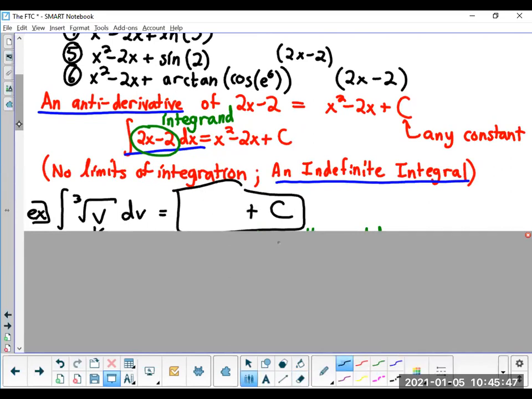We're going to look at this function. Find an antiderivative, or this is an indefinite integral of the cubed root of v dv. So we have a function. The function's variable is v. We have the cubed root of v. And we want to come up with the function whose derivative is the cubed root of v. That's what we're trying to do. So we're going to be working on that.